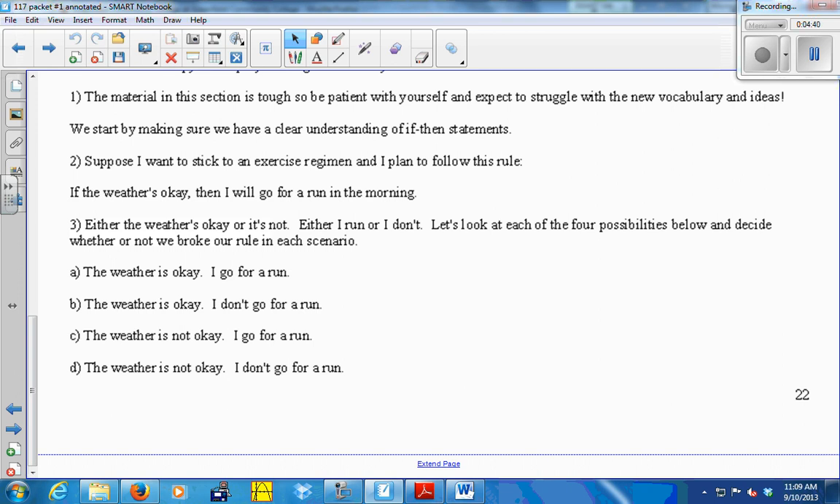All right. So suppose I want to stick to an exercise regimen and I plan to follow this rule. If the weather's okay, then I will go for a run in the morning. This is my rule. Okay. So either the weather's okay or it's not, right? And so either I run or I don't. So I'm going to look at each of these 4 possibilities and decide whether or not I broke my rule. I set this rule up for myself, so I have to decide whether or not I broke it.